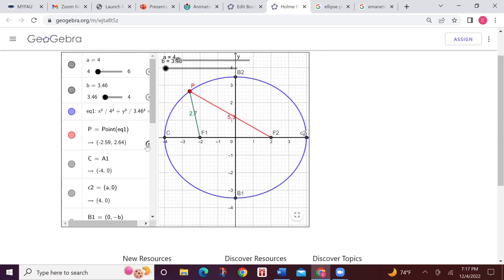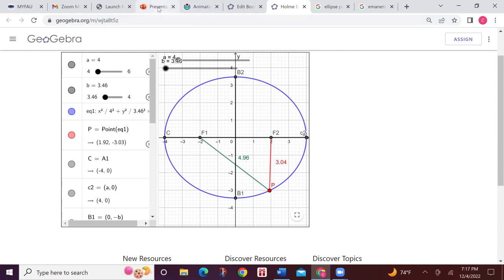Let's try it one more time. The distance between F1 and P is 2.46, and the distance between F2 and P is 5.54. And if you add these two up, the total is also going to be 8. We can try this again and again. The total will always be 8, because it is constant.